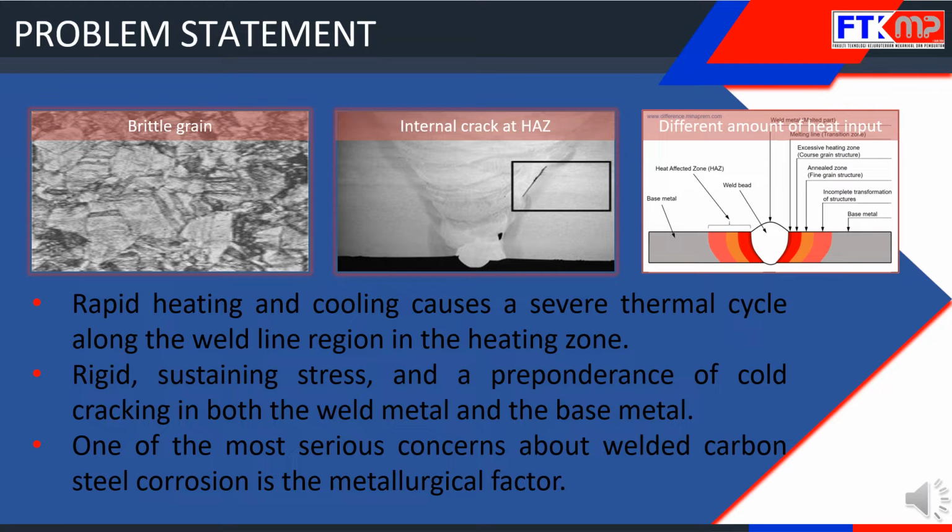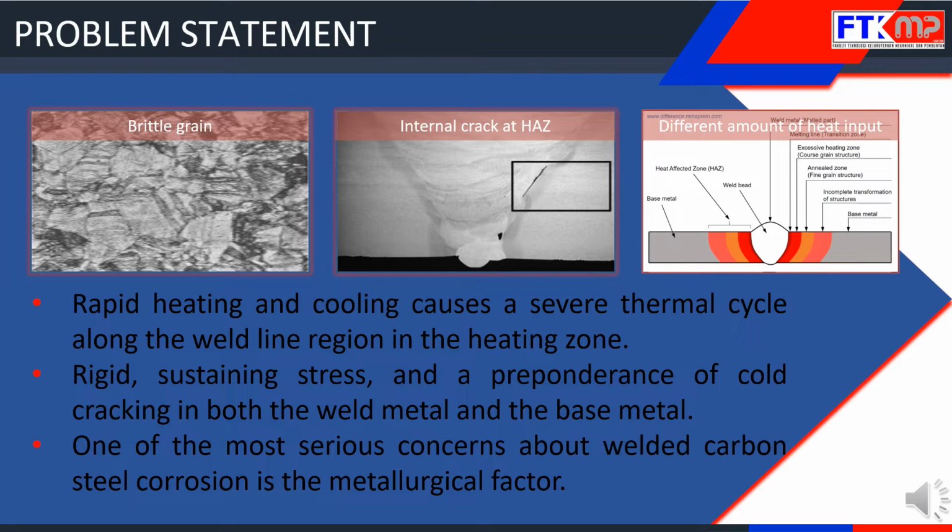Next, for the problem statement of the research, during the welding process, rapid heating and cooling occur, which causes several thermal cycles along the weld line region of any metal that is submerged in the heating zone. This cycle can be detrimental to the integrity of the weld. Because of the thermal cycle, the material does not heat up and cool down in an even manner. This causes the material to have a heat-affected zone that is more rigid, sustaining stress, and a preponderance of cold cracking in both the weld metal and the base metal.